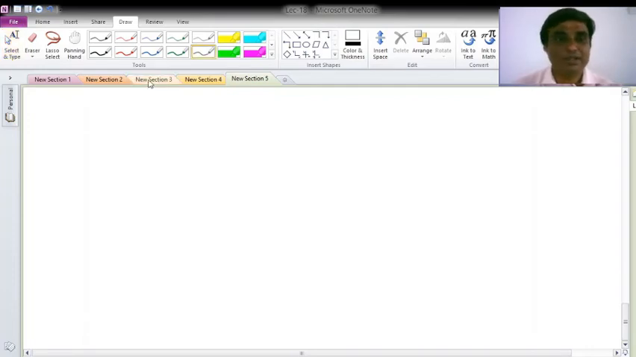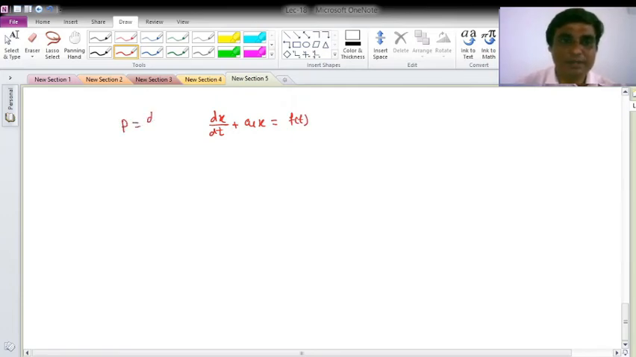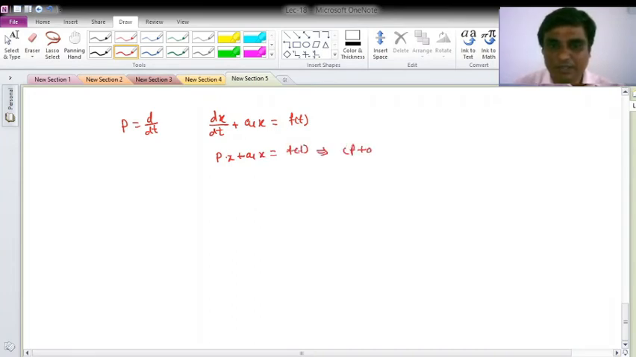So what we have seen, let us revise it. Basically my first order equation was dx by dt plus a1 x, generalized, which was equal to some forcing function f of t. So we have used the operator p which was d by dt. So I will write p x plus a1 x is equal to f of t. And from that, (p plus a1) into x of t is equal to f of t. And to find x of t, we can write x of t as 1 over (p plus a1) into the forcing function.